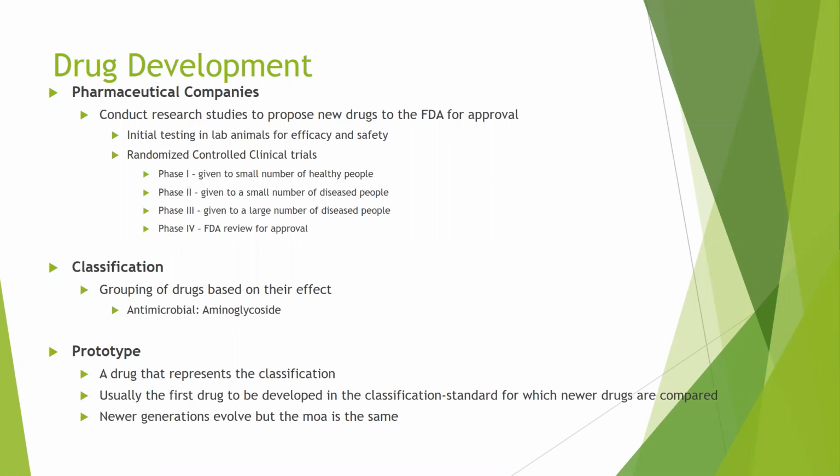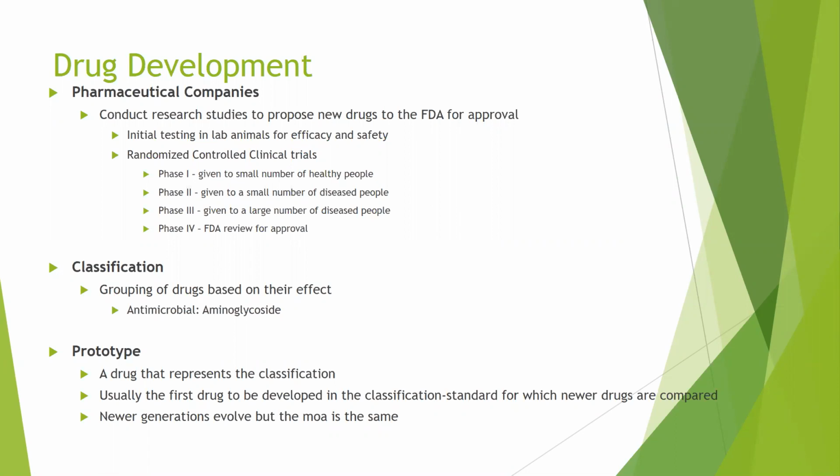We're going to begin here with drug development. Pharmaceutical companies will be conducting research studies to propose new drugs to the FDA for approval. Initial testing in lab animals will be part of the first stages, and then it moves along different phases, and then in phase 4, you have the FDA review for approval.